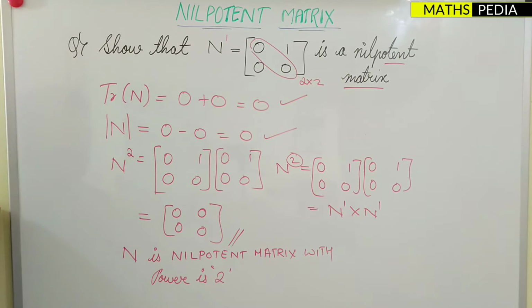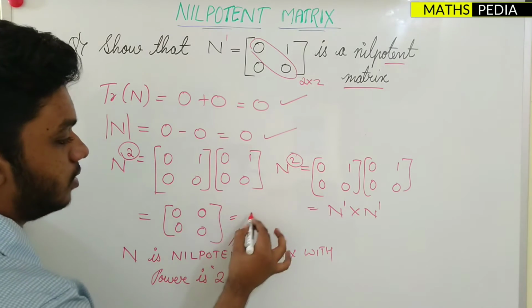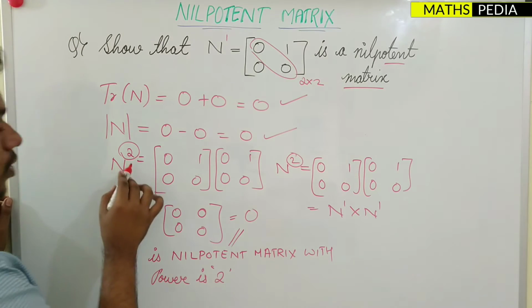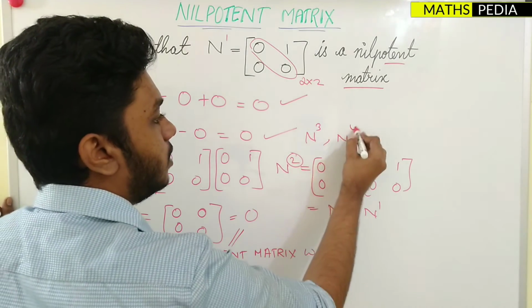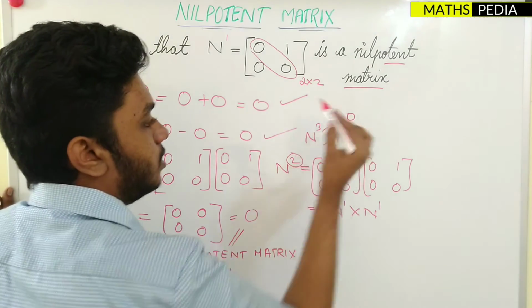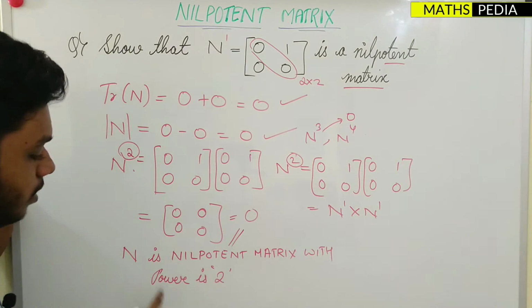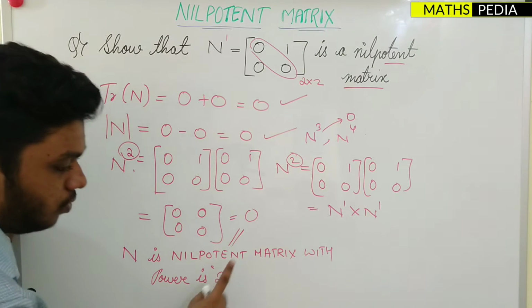2. So it is not necessary that at power 2 only you will get it as 0. If you are not getting it, then you have to go for N power 3, then N power 4. You have to test at every point, at what power you are getting 0. So that will be the thing. So N is a nilpotent matrix with power equal to 2.